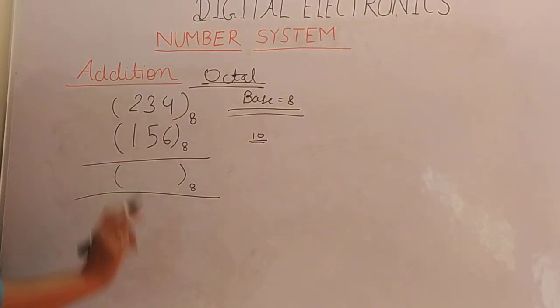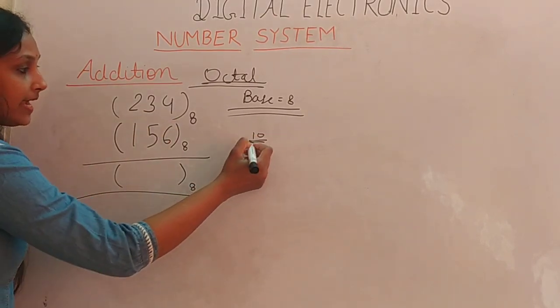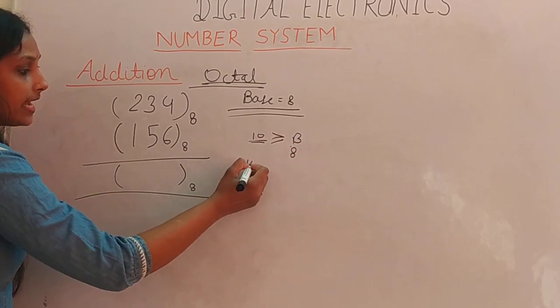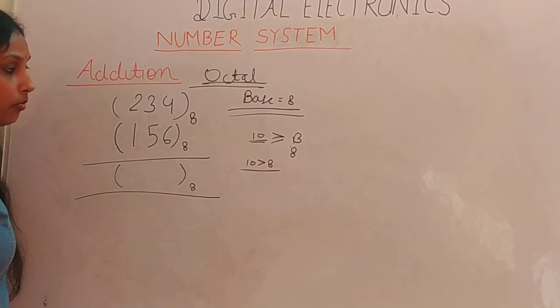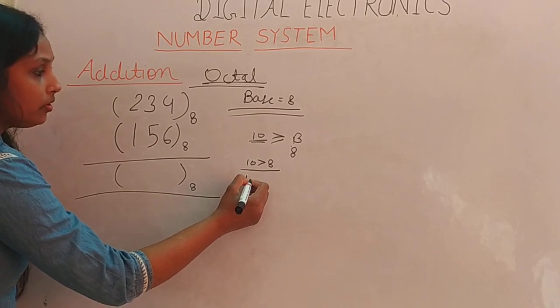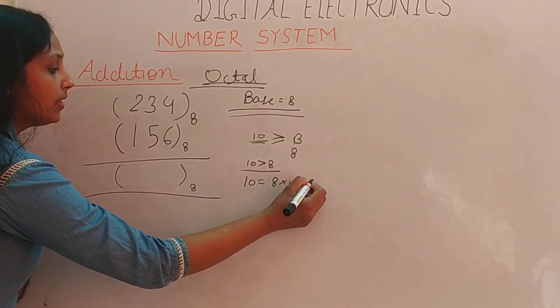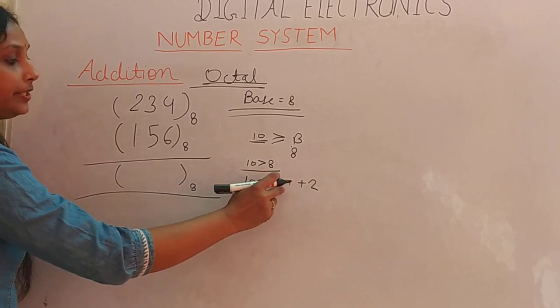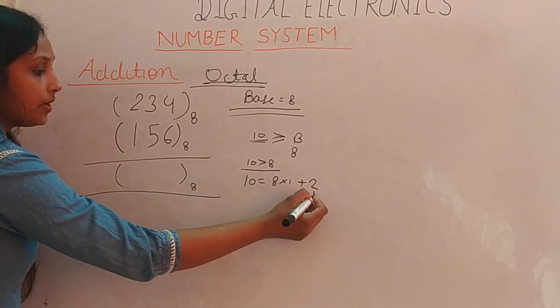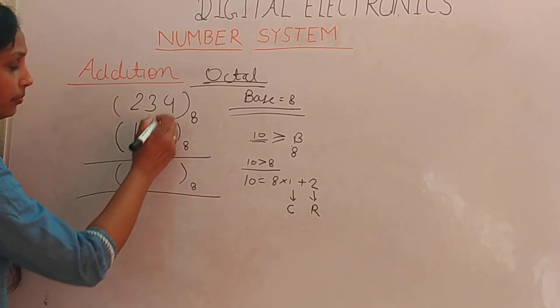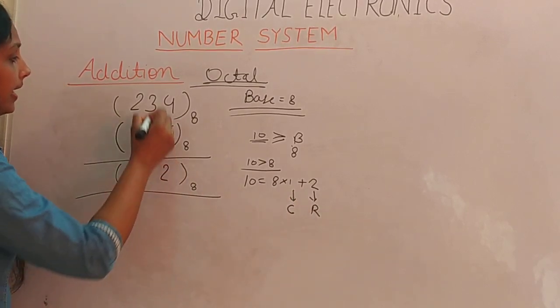So 4 plus 6 is 10. Then we will check if 10 is greater than or equal to the base. Base means 8. Yes, 10 is greater than 8. So then what will we do? We will write 10 as 8 × 1 + 2. So here 2 will be the remainder and 1 will be the carry. So we will put the remainder and carry here.